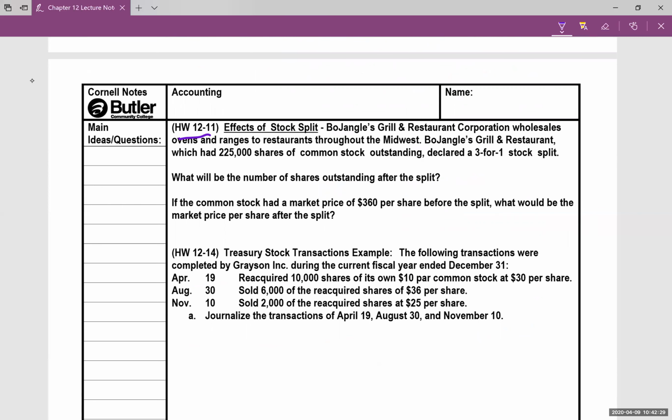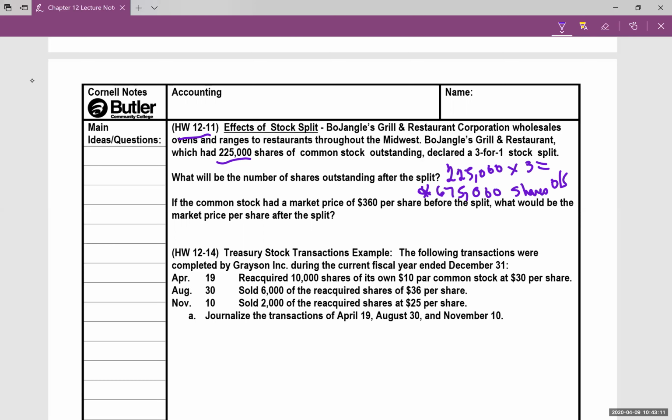Bojangles Grill and Restaurant wholesales ovens and ranges throughout the Midwest. Bojangles Grill and Restaurant had 225,000 shares of common stock outstanding. That means, remember, that's the stock that's out there that the stockholders own. And then they declared this 3-for-1 stock split. So the question is, how many shares will be outstanding after the split? Well, 3-for-1 means if you had one, you're going to triple it. So you're going to take your 225,000 shares times 3. And so now 675,000 shares are outstanding.